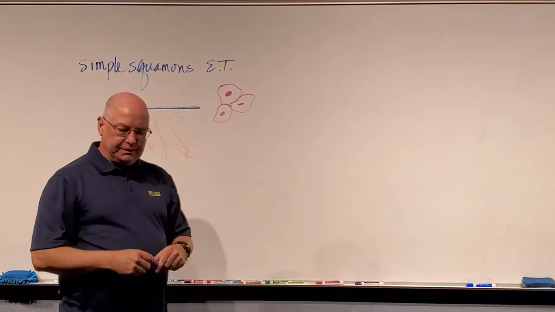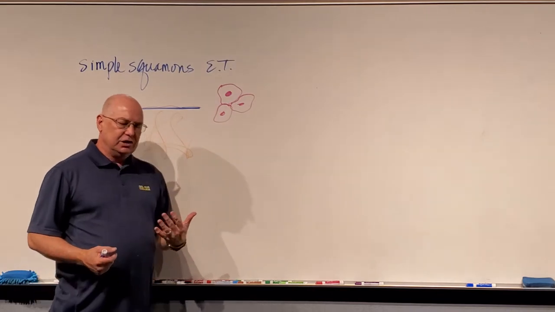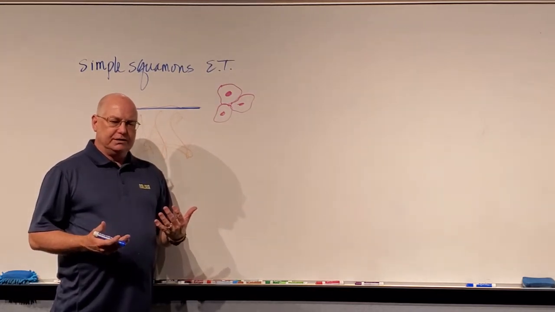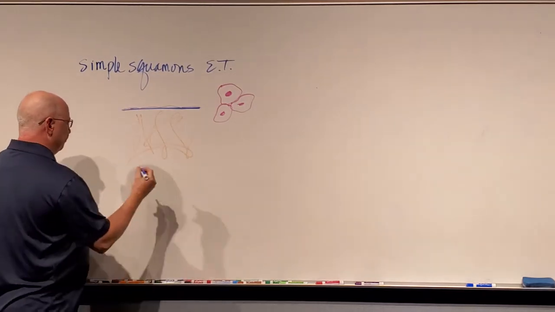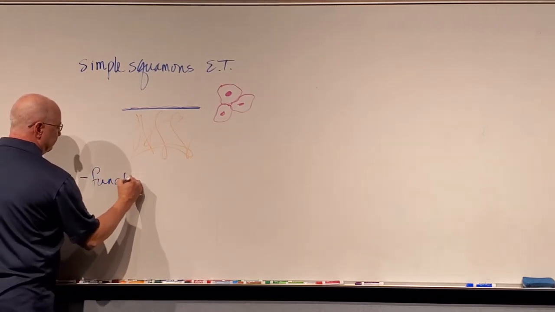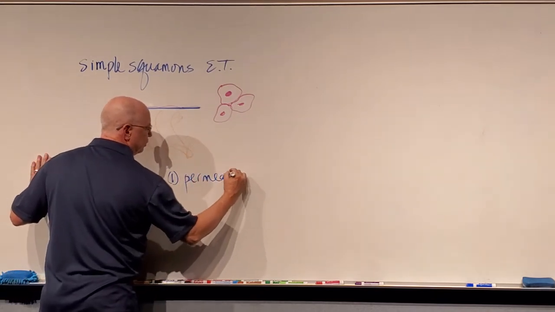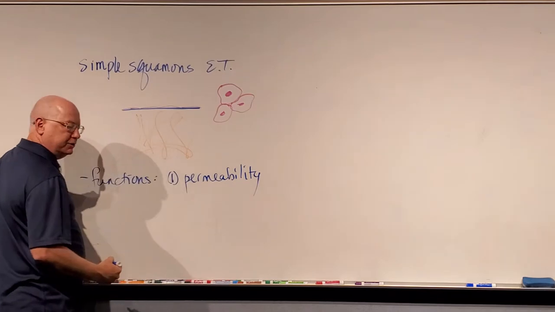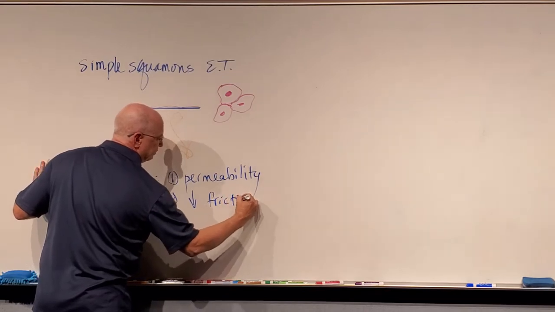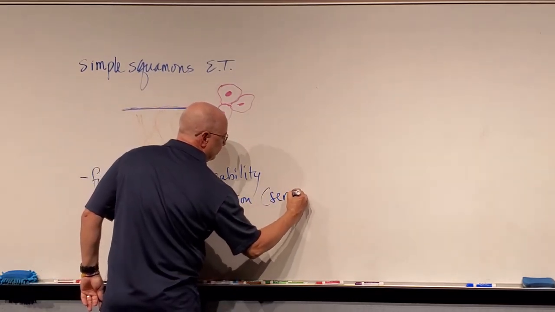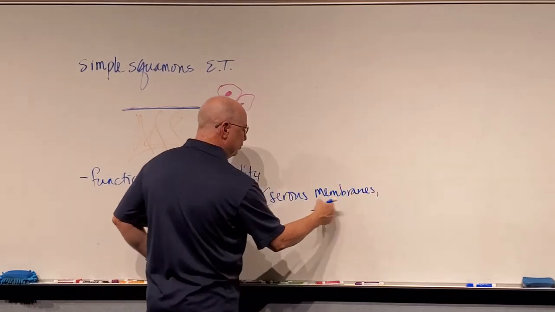So we want simple epithelia where we want permeability, but it serves a second function. It provides protection in the sense that it decreases friction. So when we talk about the functions of simple epithelia, there are two functions. One is permeability. We're going to find it in a few spots of the body where we want things to pass through very easily. The second function is that it will decrease friction. And this would be in what we call the serous membranes. That's one of the locations that we find it. So I'm going to do this one first.